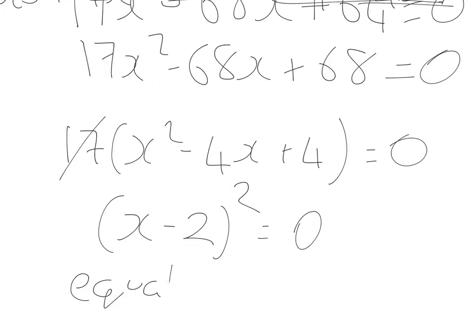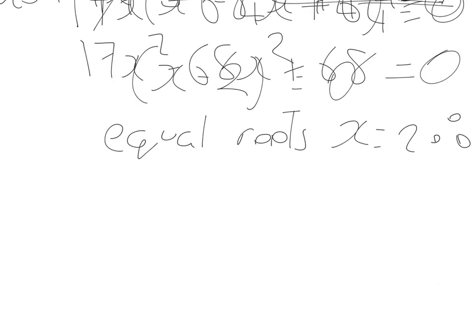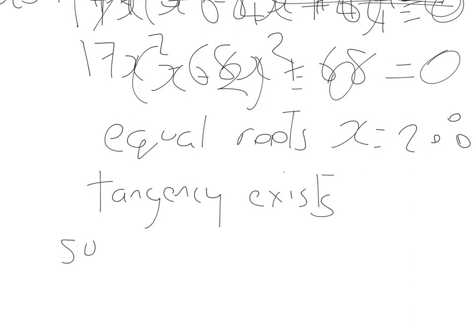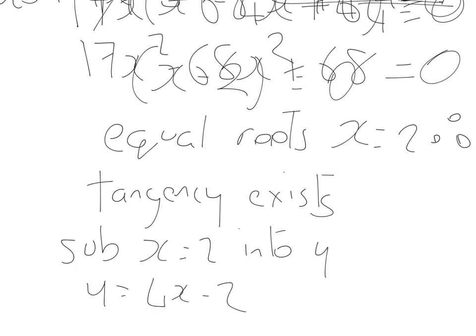So equal roots, x equals 2, therefore tangency exists. You can find the point of contact by subbing x equals 2 back into y. Remember, my equation for that is y equals 4x minus 2, so where is the x?